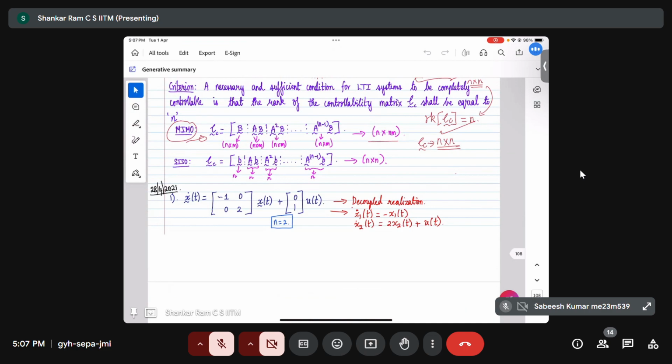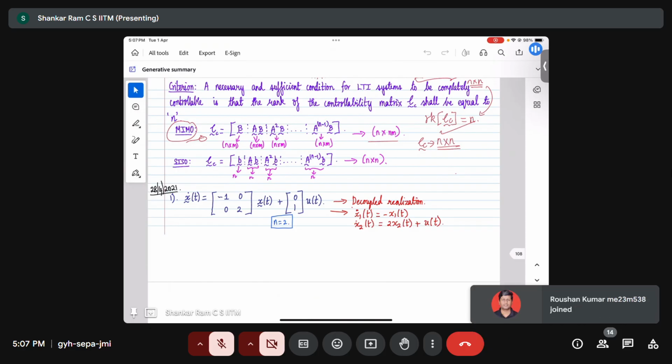We looked at the definition of controllability, and we looked at the condition for controllability, right? So in terms of forming the controllability matrix, and then essentially looking at the rank of the controllability matrix. So in today's class, let's look at a few examples, right?